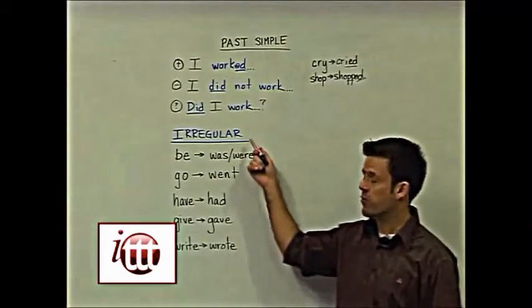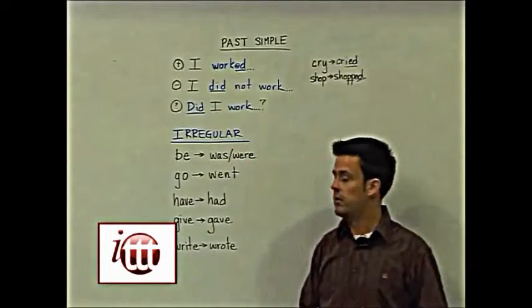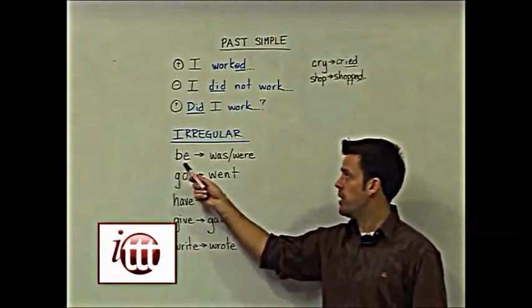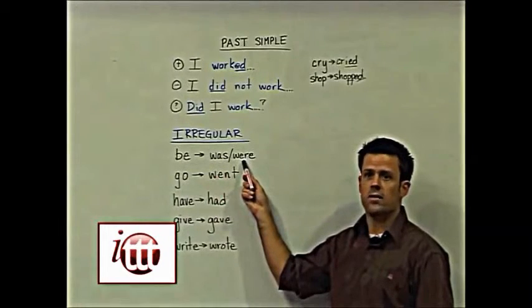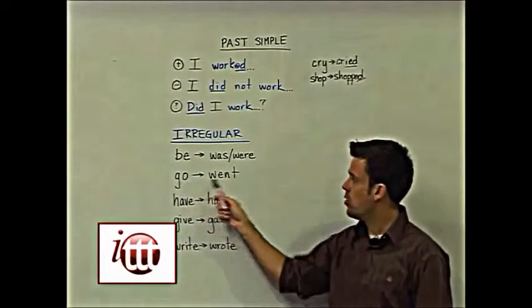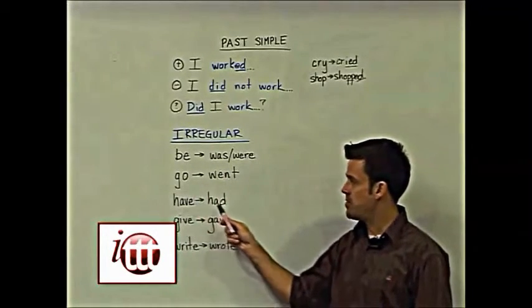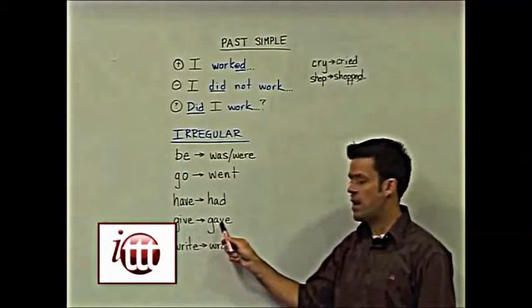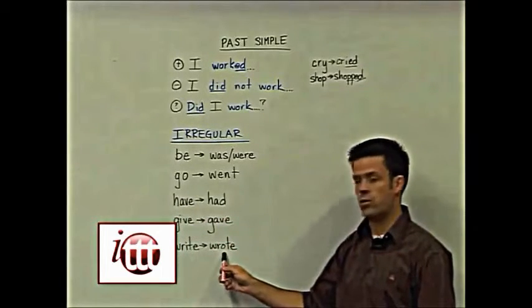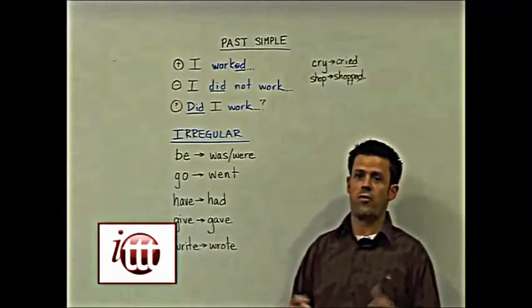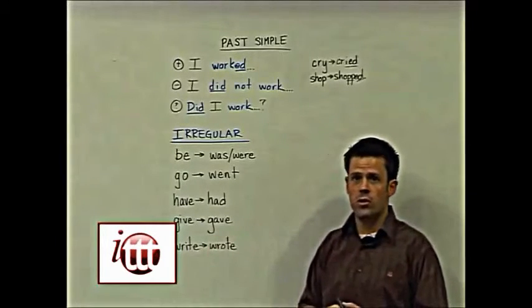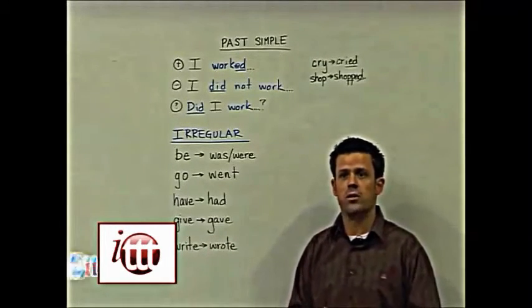Our irregular verbs change their form altogether. So a few examples would be going to was or were, depending on the subject of the sentence, go to went, have to had, give to gave, write to wrote. Of course, there are further irregular verbs, which I encourage you to look up in your materials or either online.